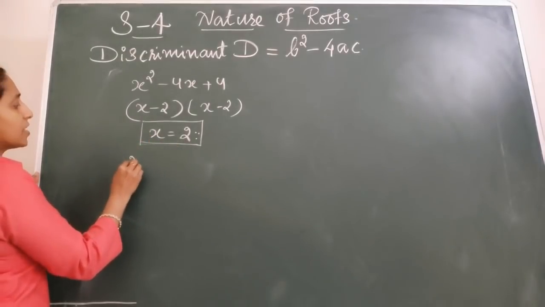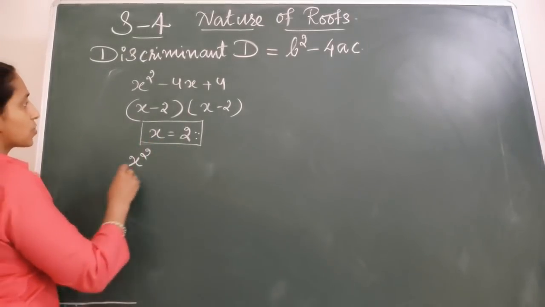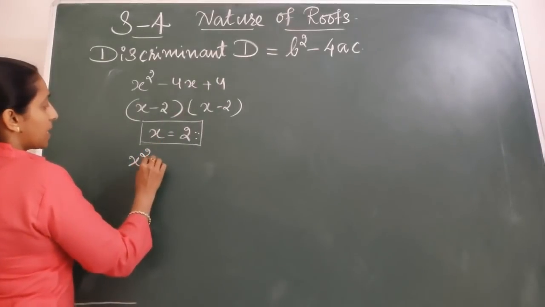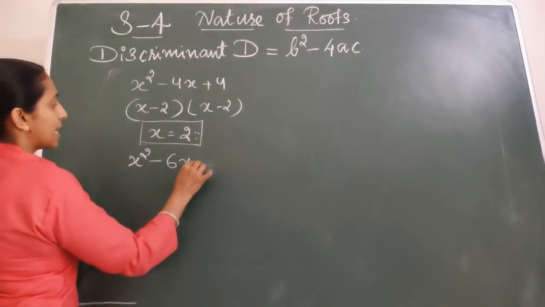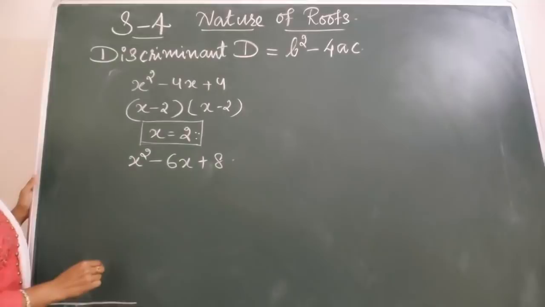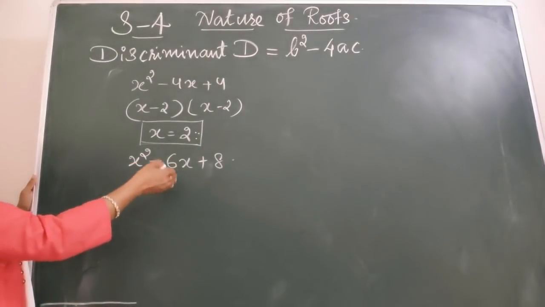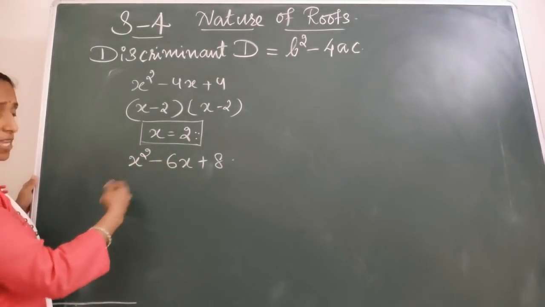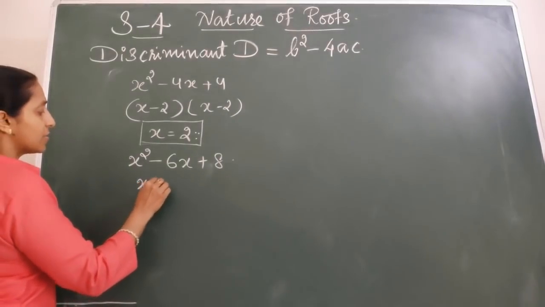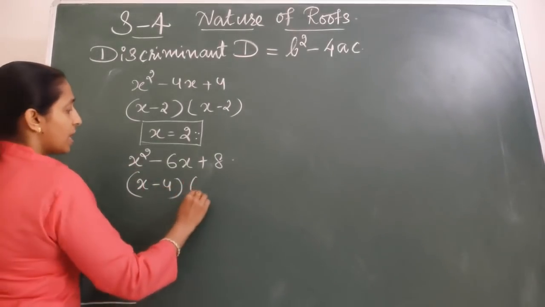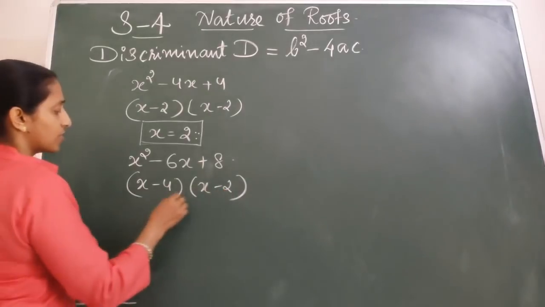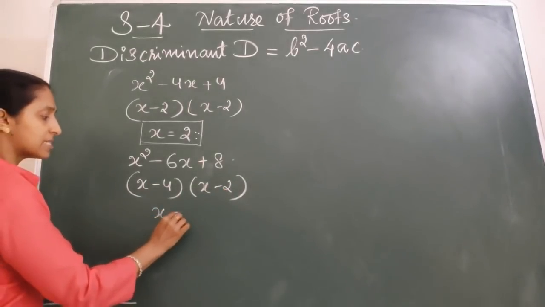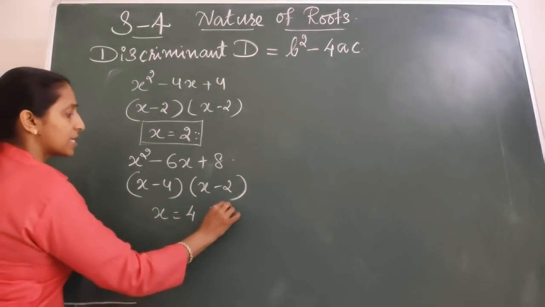Instead of that, if you are taking another equation, x square minus 6x plus 8, this is minus 4 minus 2. So you will get the equation x minus 4 into x minus 2 equal to 0. That means you are getting either x equal to 4 or x equal to 2.